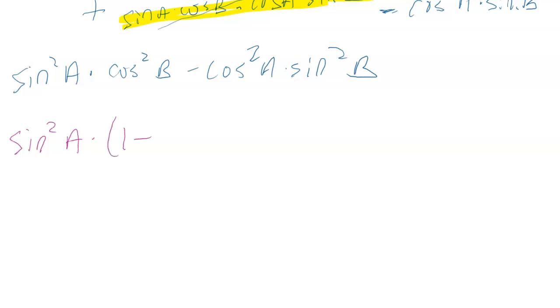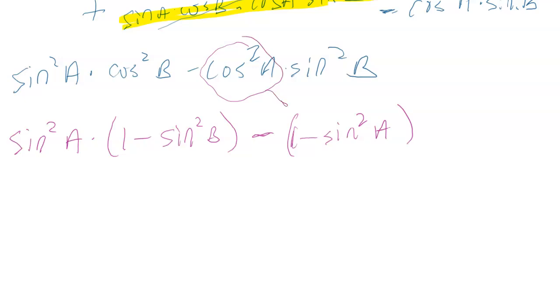This is 1 minus, let's see what the right-hand side is again. No, we're good. Sine squared B. Looks good to me. Minus, okay, oh, I see some stuff canceling out. 1 minus sine squared A. Again, I changed this into 1 minus sine squared A, and this into 1 minus sine squared B times sine squared B. Oh, I see stuff. I'm going to distribute.